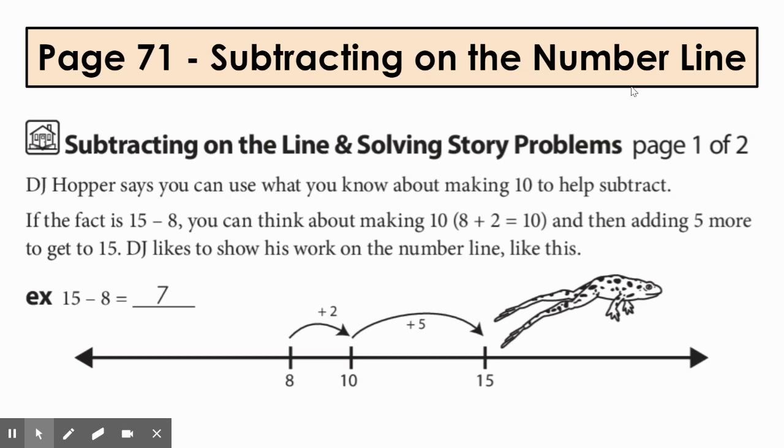Here is our first example. DJ Hopper says you can use what you know about making 10 to help subtract. If the fact is 15 minus 8, you could think about making 10 by starting at 8, hopping up 2 to get to 10, and then adding 5 more to get to 15. DJ likes to show his work on the number line like this. And you can see DJ Hopper the frog hopping on that number line.